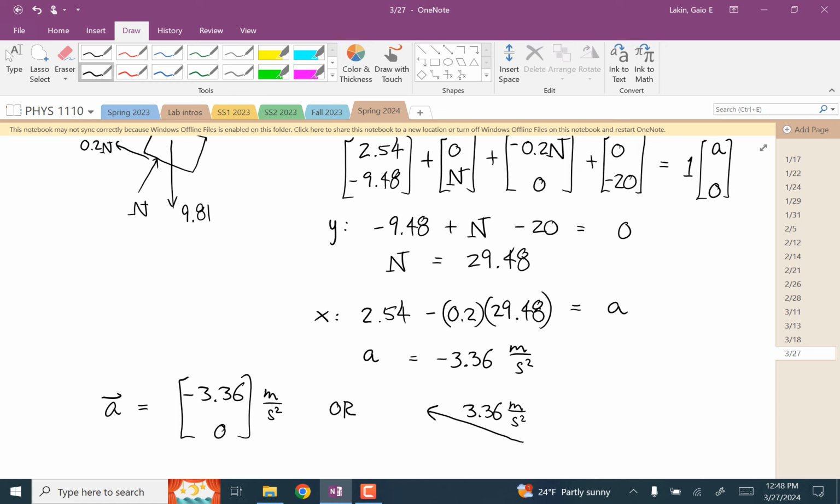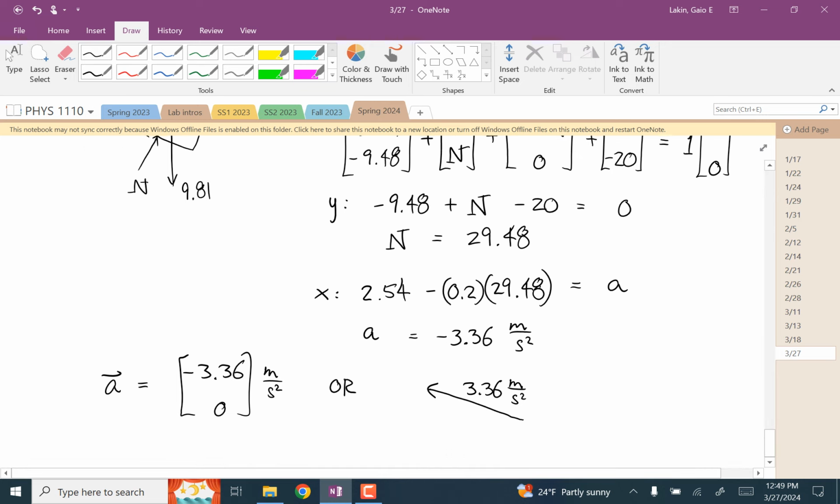So it was speeding up in the first part. In the second part, the acceleration is opposite the velocity, meaning it's slowing down. Adding that extra contact force between the surface and the body made it slow down. Any questions about that?